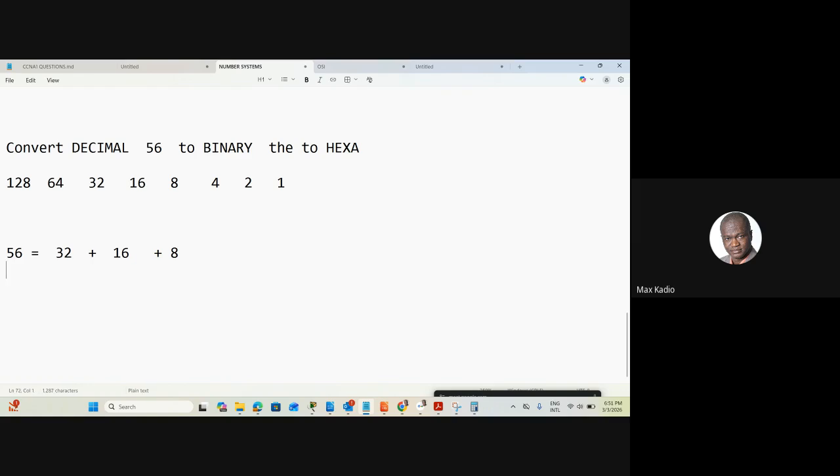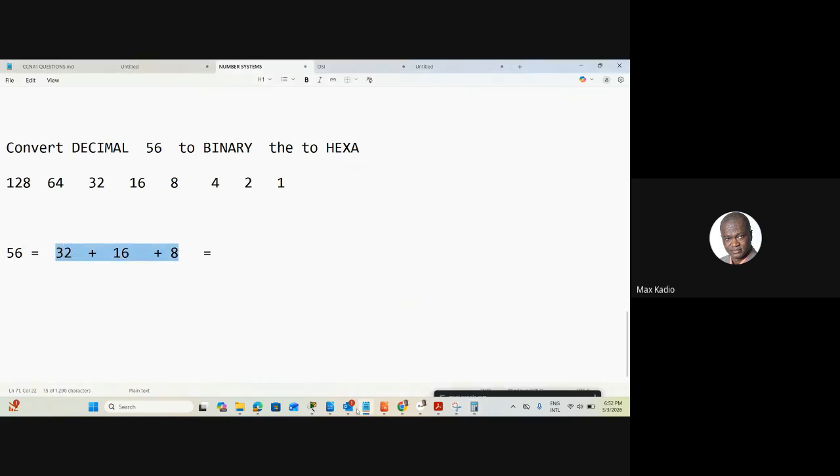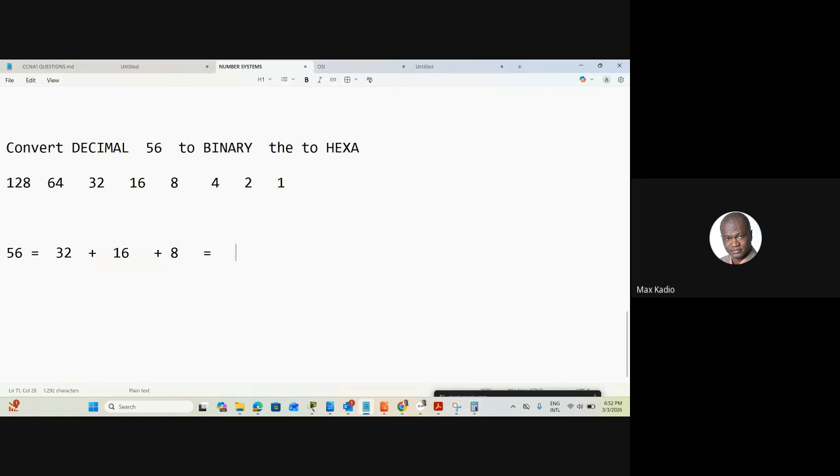Then again, you take your calculator to make sure this one is equal to 56. So you clear everything, and you say, I'm going to do this one: 32 plus 16 plus 8 is 56. So it's correct. It's 56.